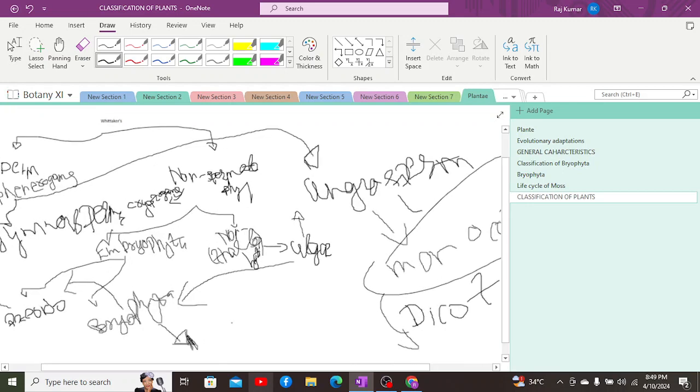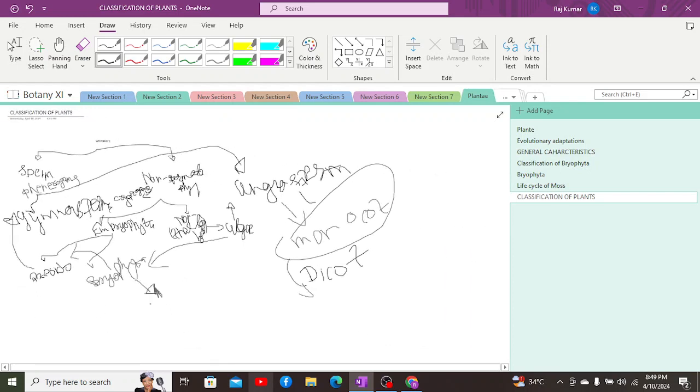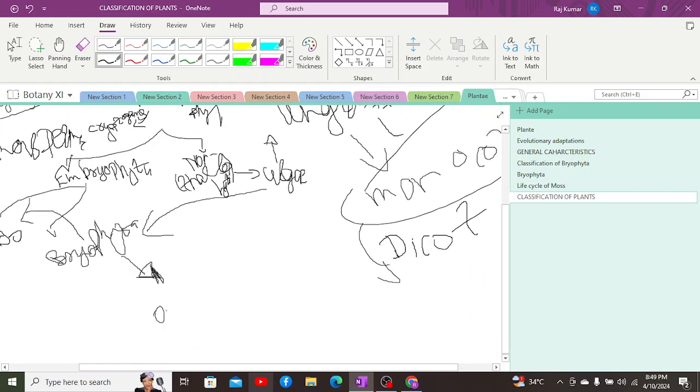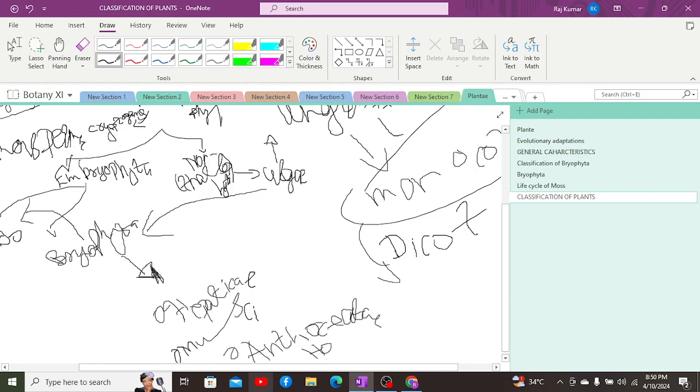After that, bryophyta are further divided into three major groups: Hepaticae, commonly named liverworts; Musci, commonly named mosses; and Anthocerotae, commonly named hornworts.